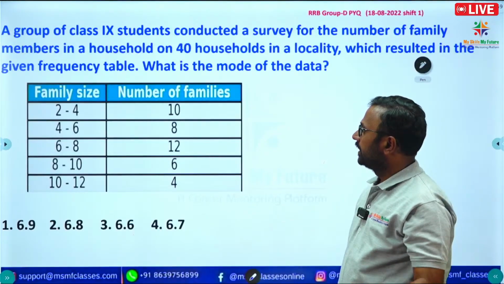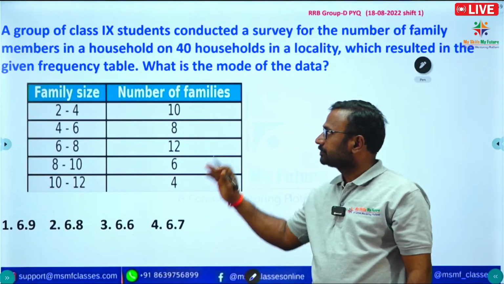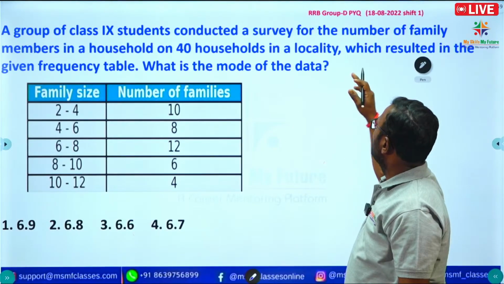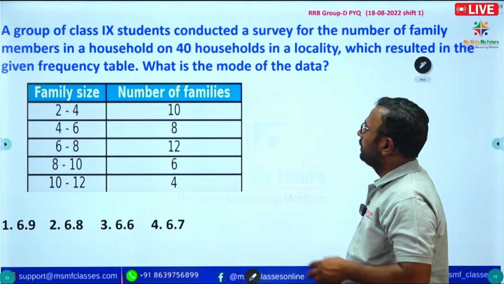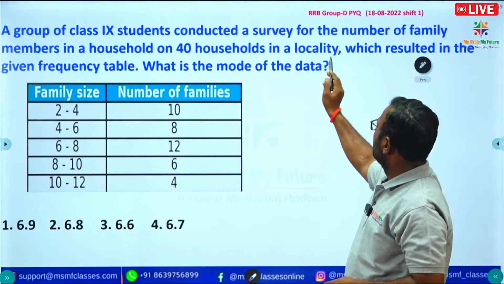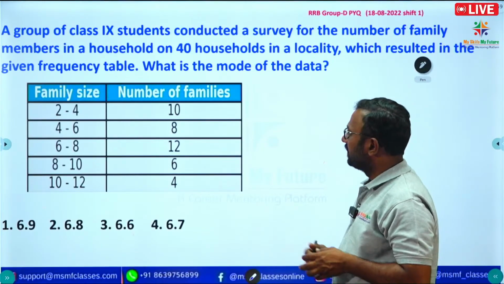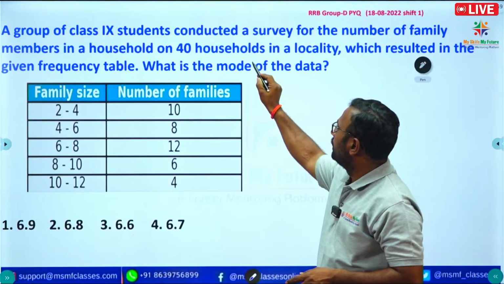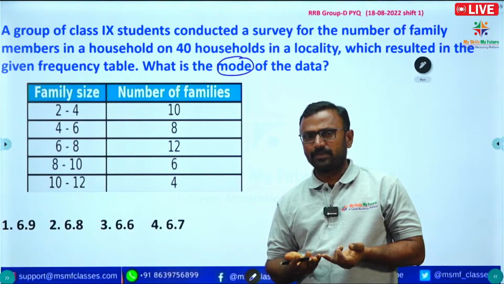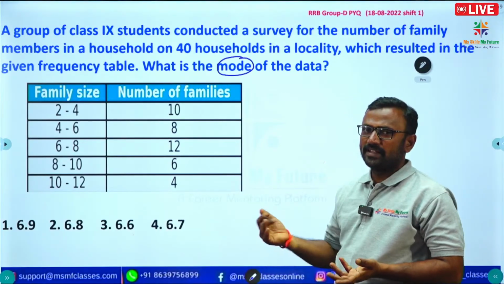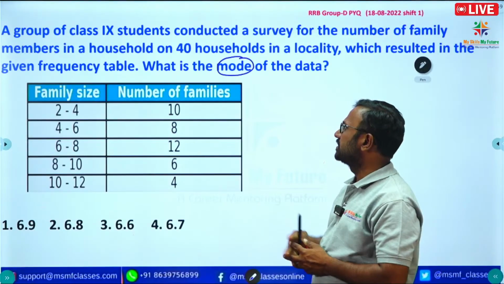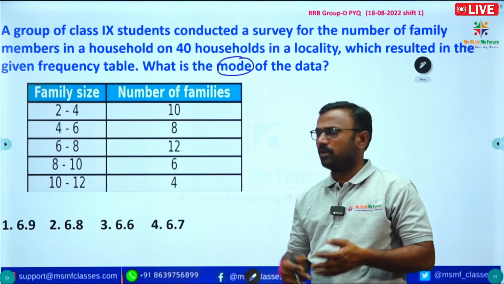Yes. Right. See the question. A group of ninth students conducted a survey for the number of family members in a household on 40 households in a locality, which resulted in the given frequency table. So what is the mode? Okay, so we have 3 types of central values: arithmetic mean, median, mode. So we can see at least one question on the basis of these central values. Here the question is based on mode, the modal value, right.